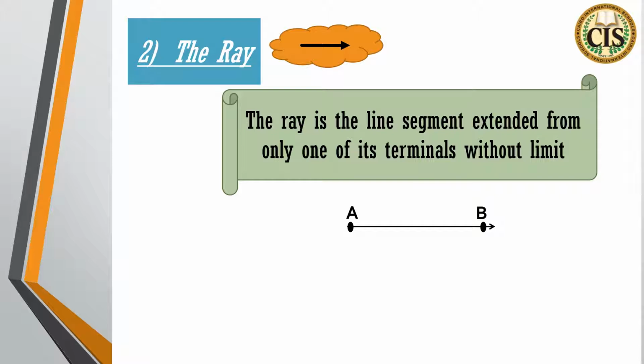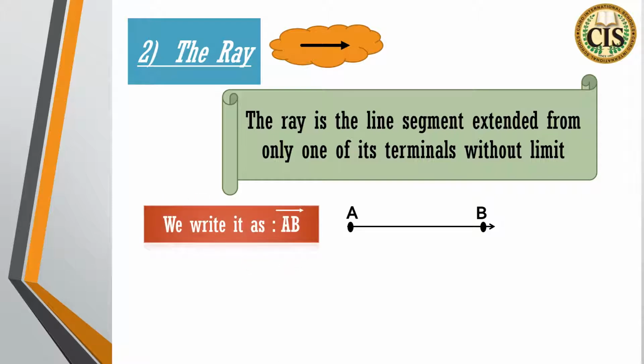If the line segment AB is extended from its terminal B without limit in the straight line, we will get the ray AB, which starts at A and passes through the point B, and it's denoted by the symbol AB. And we can write it as AB as a ray.